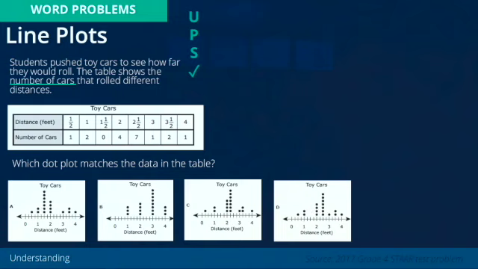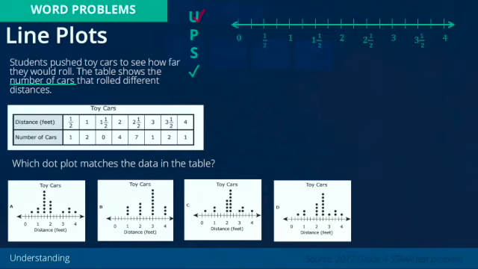Let's understand this problem by reading it. Students pushed toy cars to see how far they would roll. The table shows the number of cars that rolled different distances. Which dot plot matches the data in the table? So I've got a general understanding of this problem. I need to connect the data to the line plot or the dot plot.